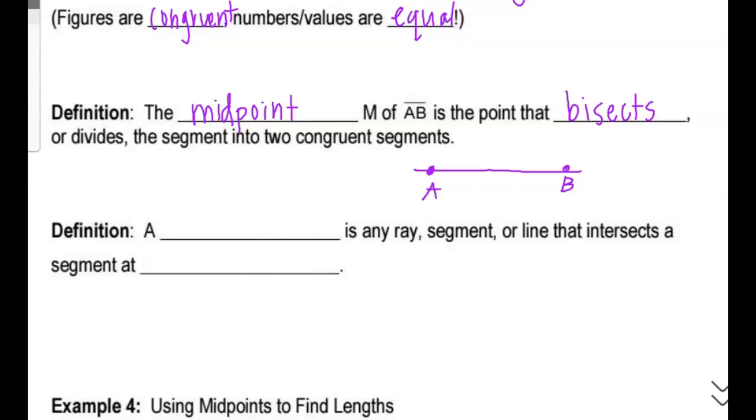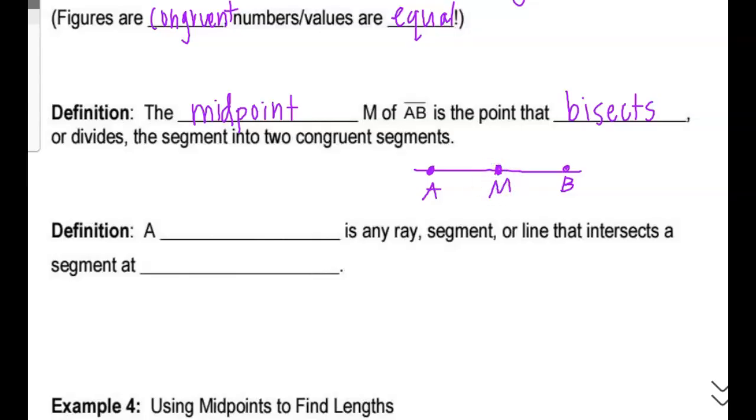Good tip for the rest of the year, always draw a picture if you don't have one, because it helps a lot. Especially when we're looking at different parts of the figure. So this one says midpoint. So where does the point have to go? In the middle. Right in the middle. This is an estimate, okay? It doesn't have to be perfect.